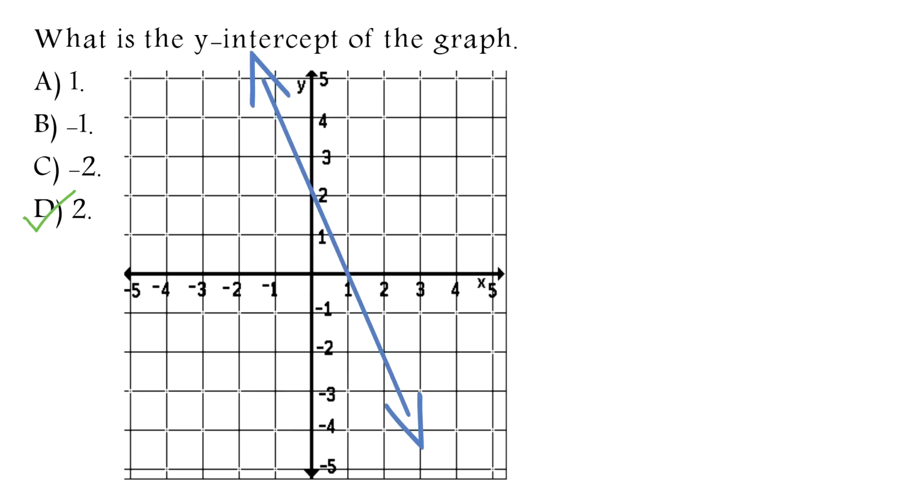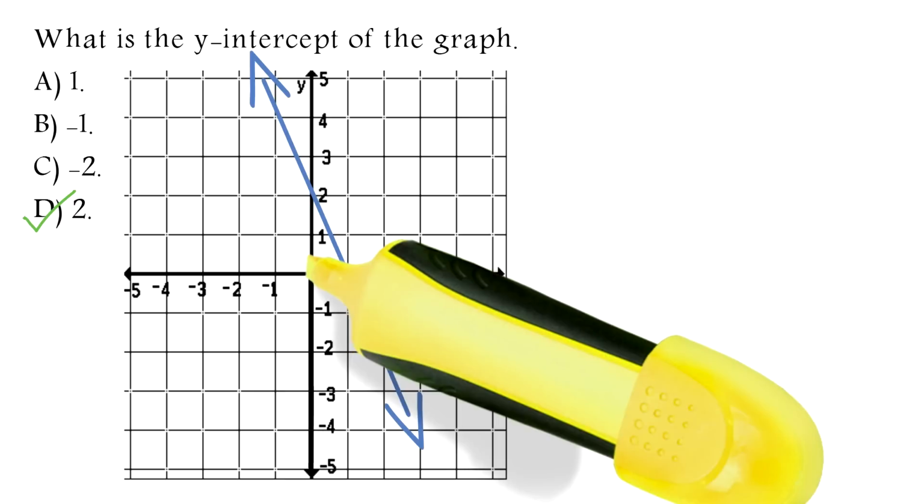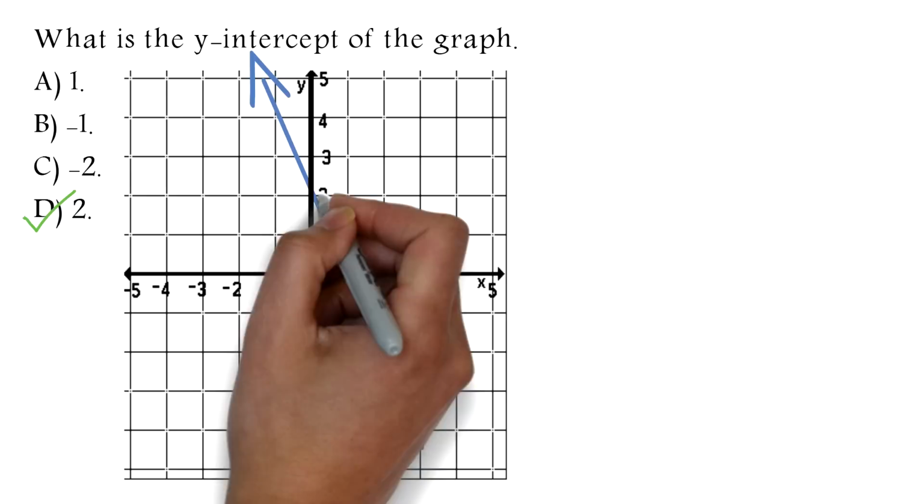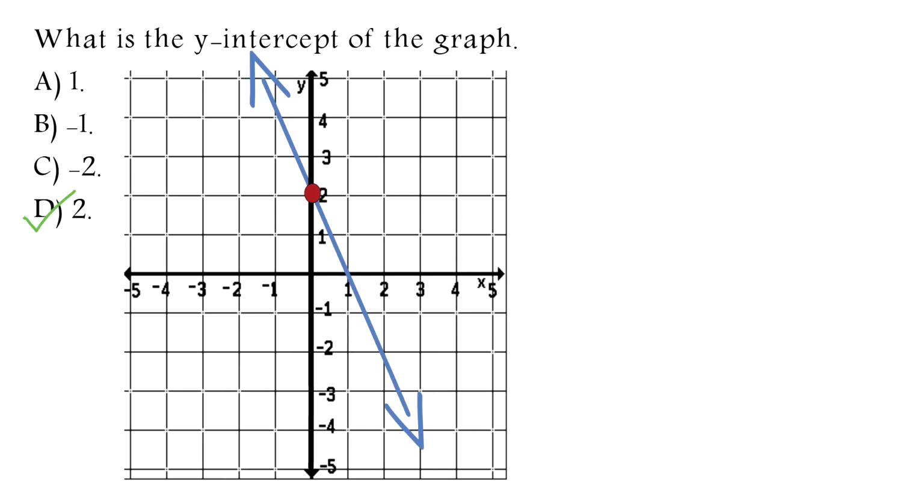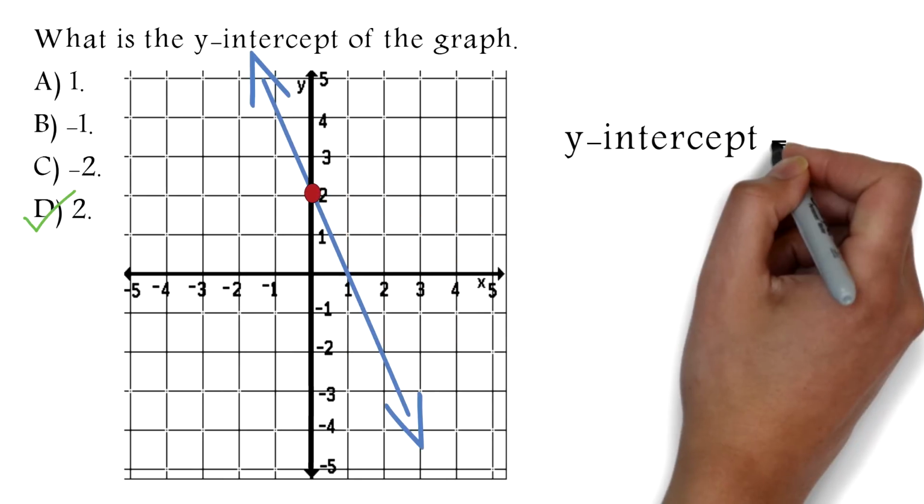The y-intercept is the point where the line meets the y-axis. This is our y-axis. The line meets the y-axis at this point. The value here is 2, therefore the y-intercept is 2.